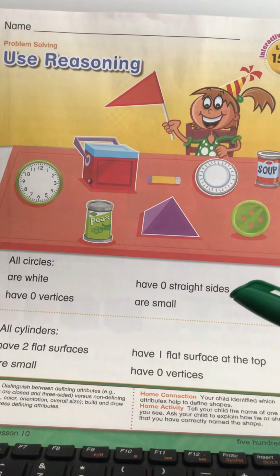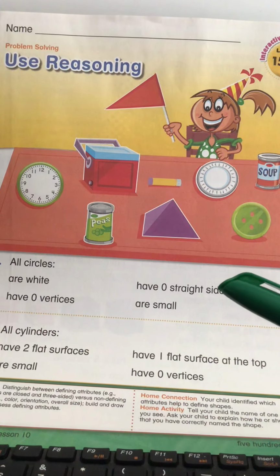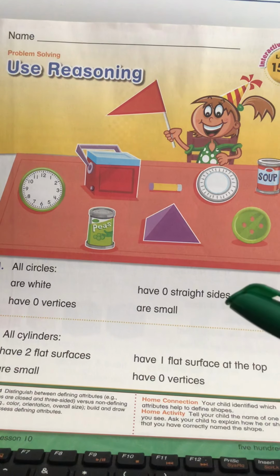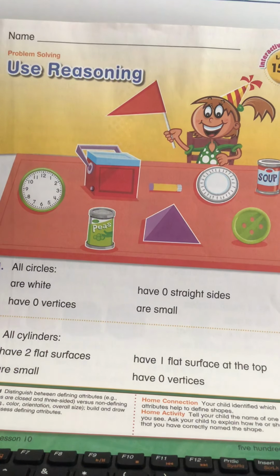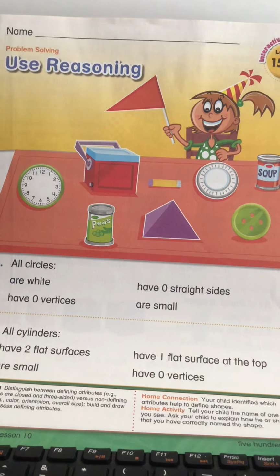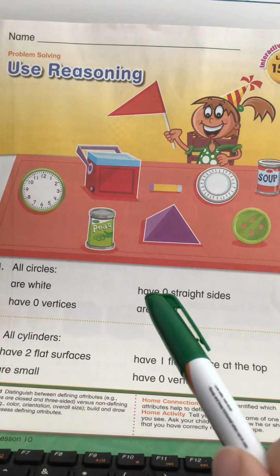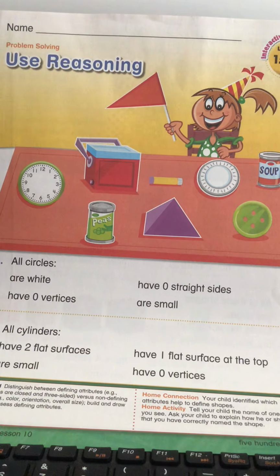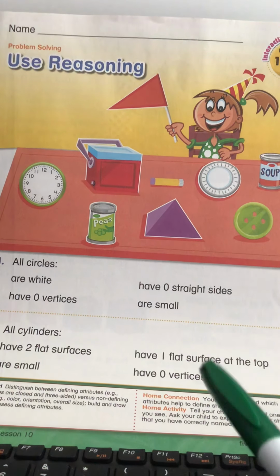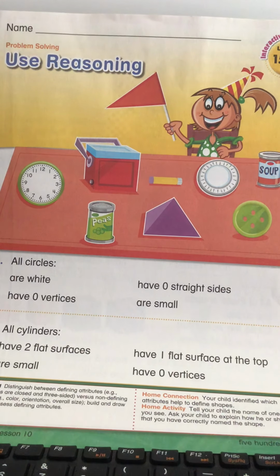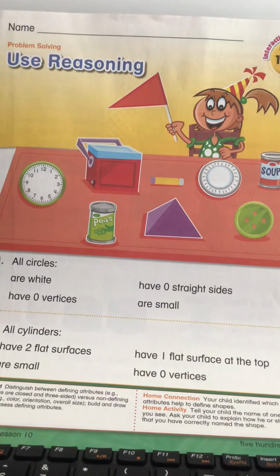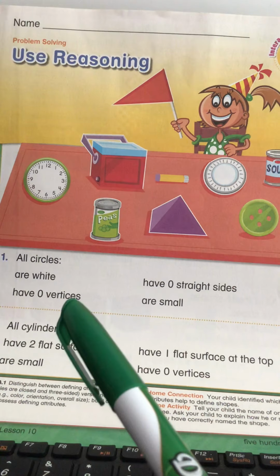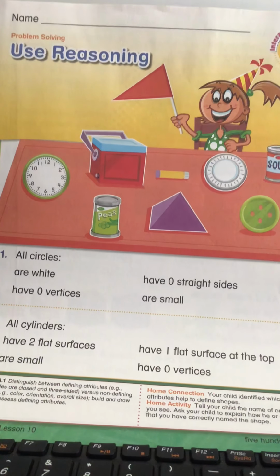Have zero straight sides. Think about a circle. Does it have any straight lines or straight sides? No, circles have no straight sides. If not, it wouldn't be a circle. So we are circling this one also. Have zero straight sides. That is true about all circles. Are small. Are all circles small? No, they can be different sizes. So we're leaving that one alone. So all circles, we should have circled, have zero vertices and have zero straight sides.